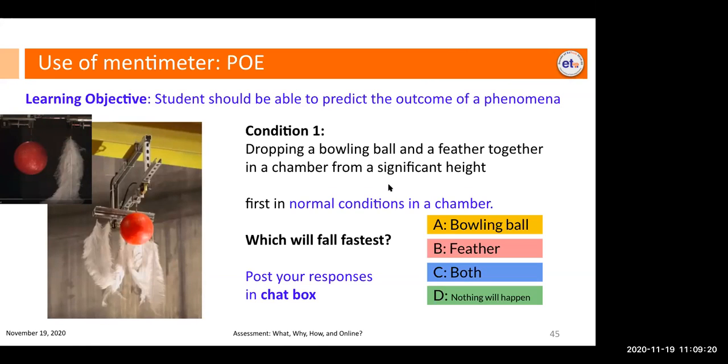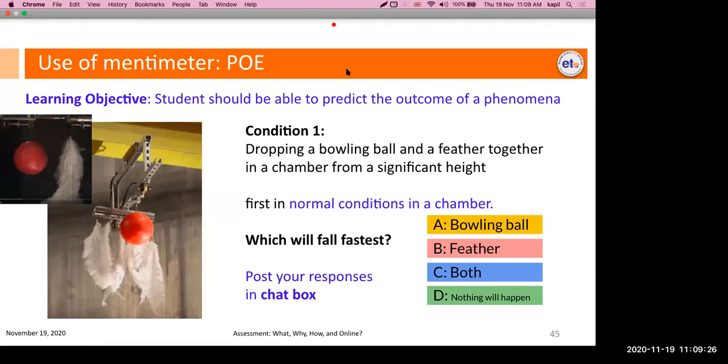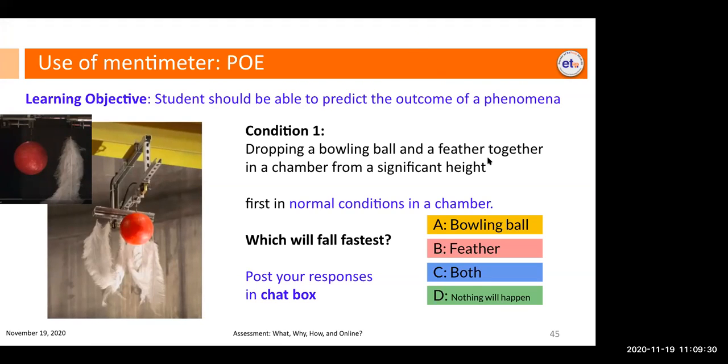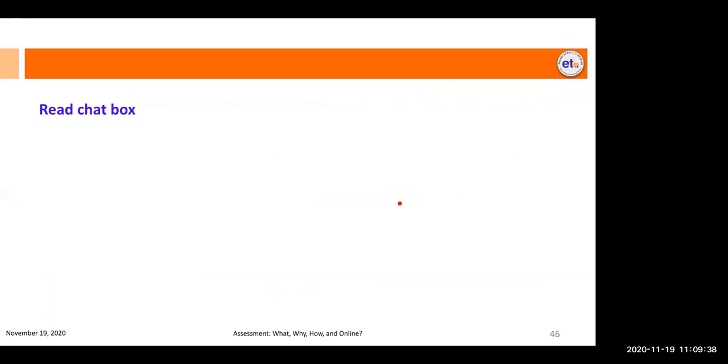Now what we can do is I will come with another condition. Okay. Somebody is saying feather in vacuum space, B. Okay. But we are just talking about the normal condition.